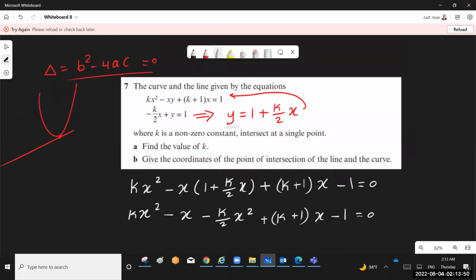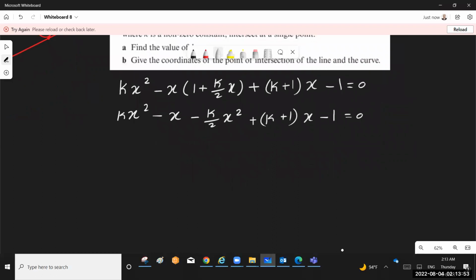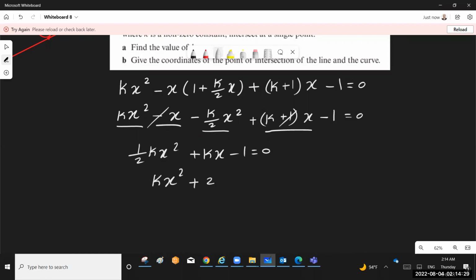Yes, plus 1. So I have two terms of x squared just to add, or I can multiply all by 2, that's no problem. kx squared minus half kx squared is only half kx squared. For the terms of x, look, k plus 1 x and the minus x, when you add these together, the negative 1 x is cancelled, so you have only kx. Minus 1 is equal to 0. Multiplying the whole equation by 2, so kx squared plus 2kx minus 2 is equal to 0.